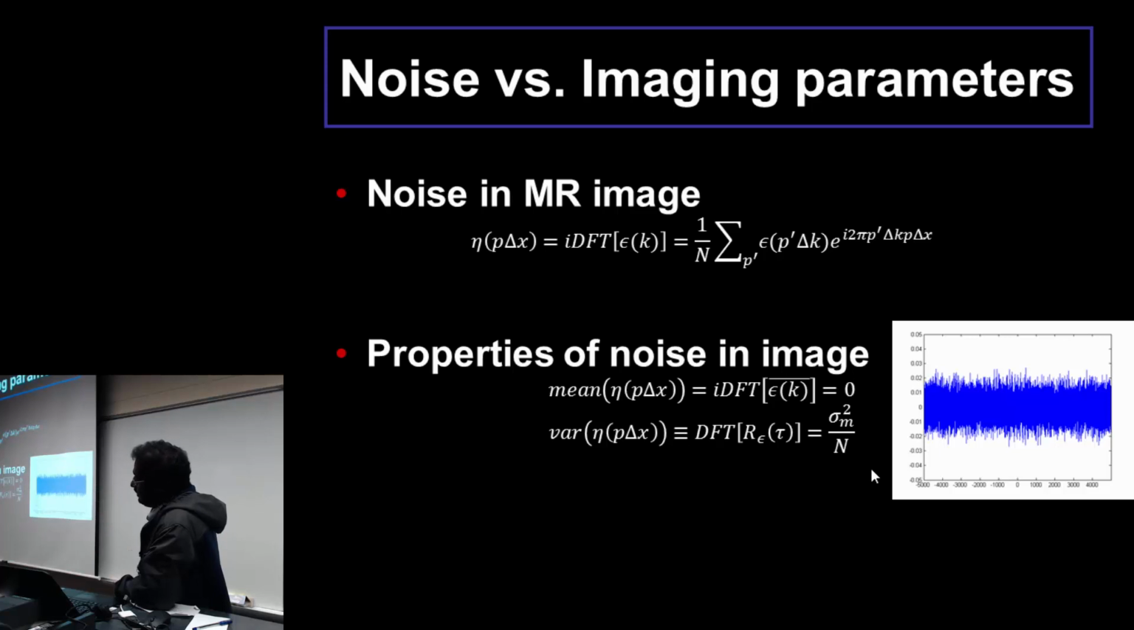That's why your noise variance in the image domain is actually a 1 by n factor, meaning the noise in the image domain is one nth basically. So the number of sample points that you sampled appears in the denominator. If sigma m squared is the measured variance in k-space noise, then the noise in the image domain is sigma m squared by n. That's the variance. In terms of standard deviation, it's basically sigma m divided by square root of n.